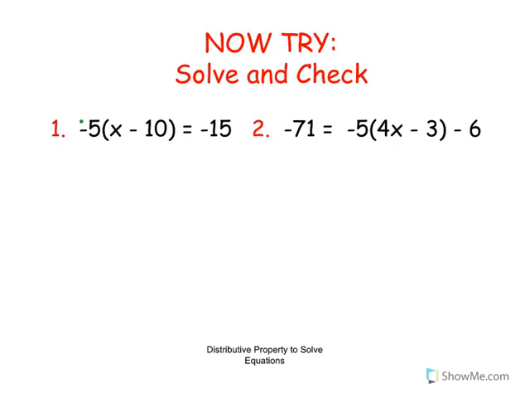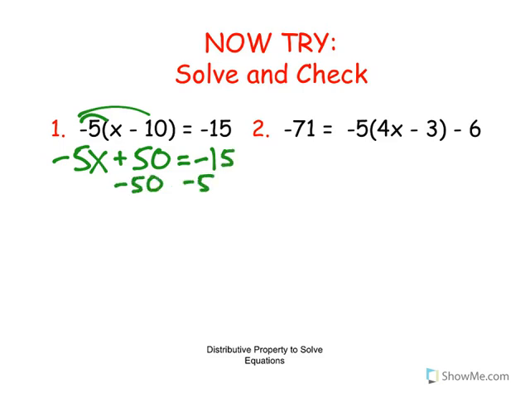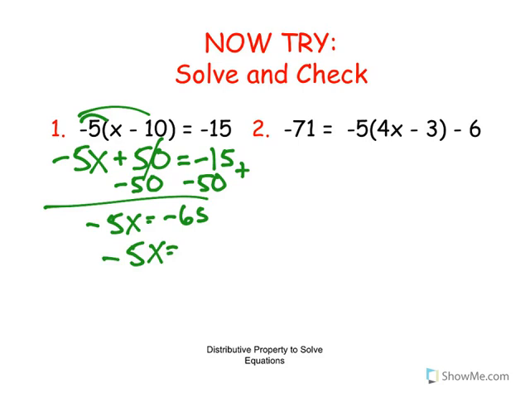Okay, and then we come back and I will distribute. And -5 times -10, of course, is +50. I add -50 on both sides. That gives me -5x is equal to -65. Where I divide both sides by -5, and it gives me x is equal to 13.